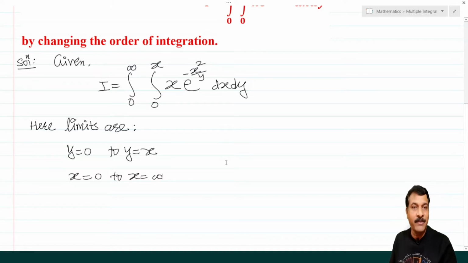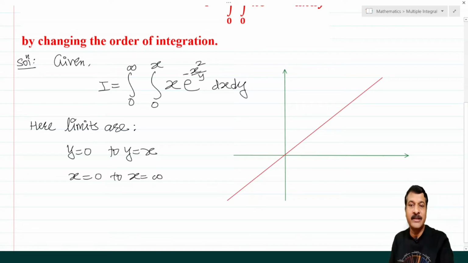Now how many equations are there? There are 4 equations: first, second, third and fourth. Out of these, consider the equation which contains both variables. There is only one equation which contains both: y equal to x. So draw this one.